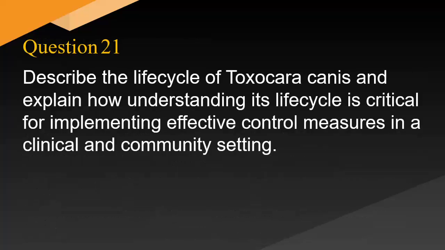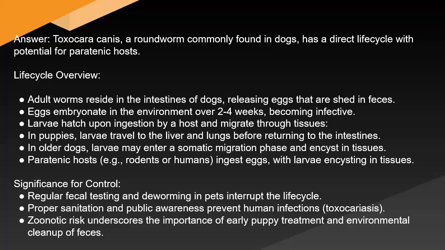Describe the life cycle of Toxocara canis and explain how understanding its life cycle is critical for implementing effective control measures in a clinical and community setting. Answer: Toxocara canis, a roundworm commonly found in dogs, has a direct life cycle with potential for paratenic hosts.